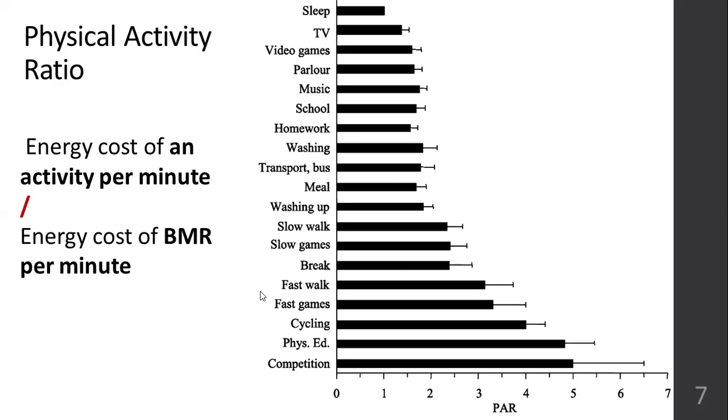That's why it's a denominator. So the energy cost of BMR per minute is a constant. It becomes your denominator. The numerator always changes. You wake up, you sleep, you take a bath, you wash clothes, you wash yourself, you walk. The numerator always changes. The denominator will remain constant. That is the physical activity ratio.